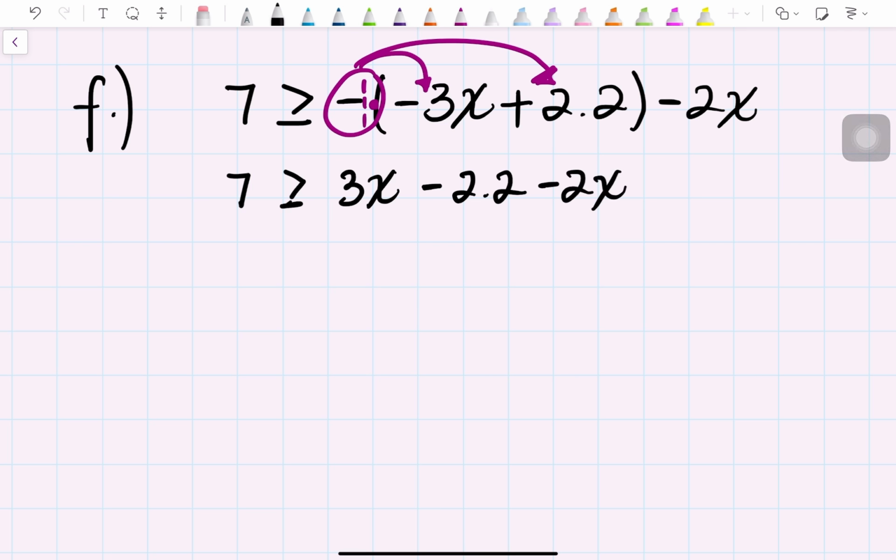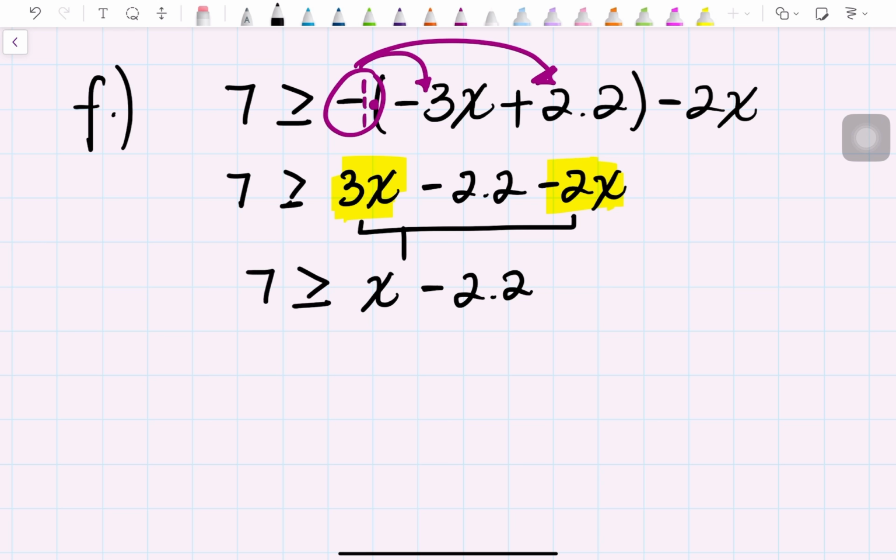From there, in this case, guys, we check, is there anything I can combine? Which in this case, we can. I can combine these two, which would actually give me just an x, right? 3 minus 2 is 1. So that's an x minus 2.2. All right, bring everything else down.